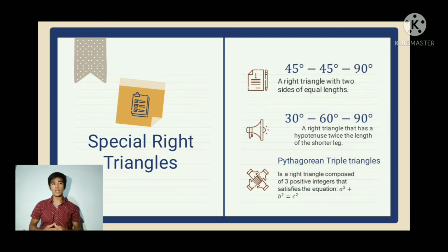It is a right triangle composed of three positive integers that satisfies the equation a squared plus b squared is equal to c squared. So, para po mas lalong maintindihan natin, okay, we will go deeper. So, para po mas maklaro.